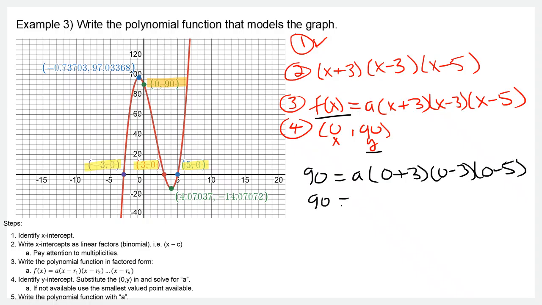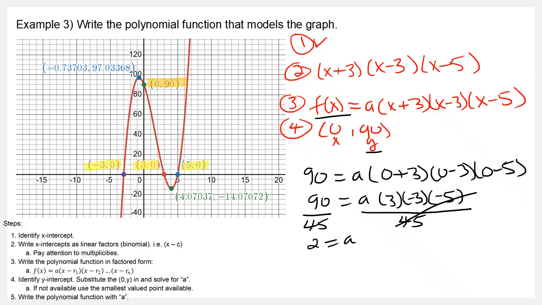So we get 90 equals a times 3 times negative 3 times negative 5. Okay, we're going to find that product, and then this is what we're going to divide by to find our a. So we have 3 times negative 3, which is negative 9. Negative 9 times negative 5 is positive 45. So we divide by 45, and we get our a. 90 divided by 45 is 2. So our a equals 2.